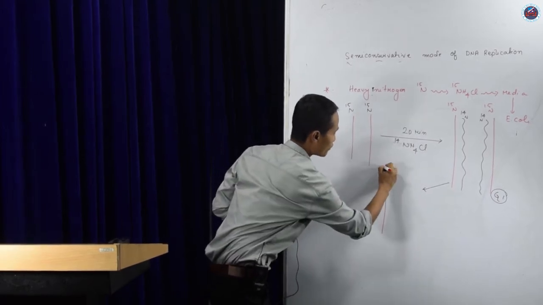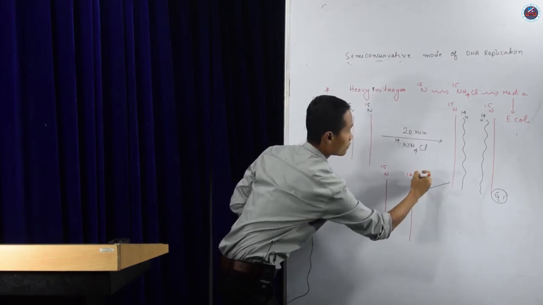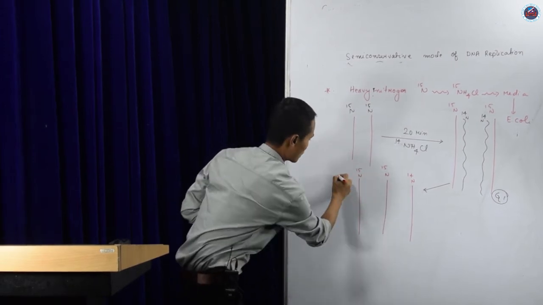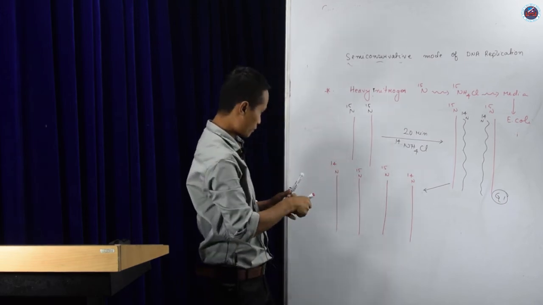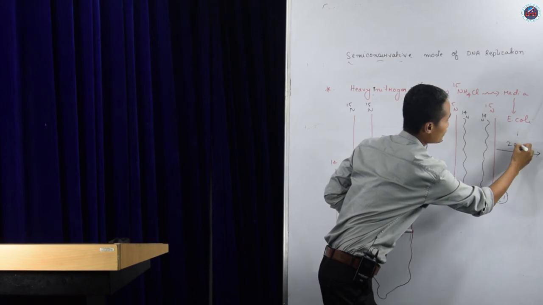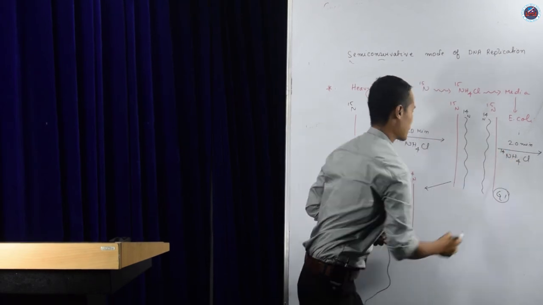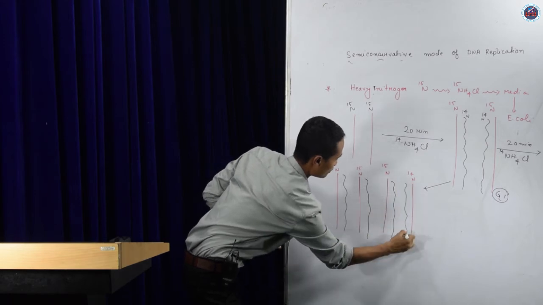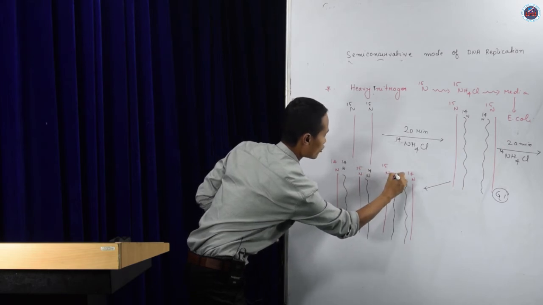Say this is nitrogen 15, this is nitrogen 14. Another strand, nitrogen 15. Another strand, nitrogen 14. For these strands also they have added normal nitrogen, that is ammonium chloride. So let's see the newly synthesized strands. You can see that all the newly synthesized strands will have nitrogen 14, that is normal nitrogen.